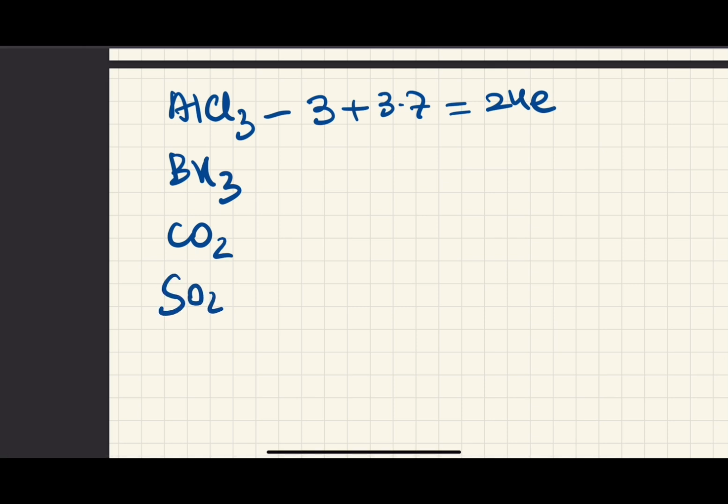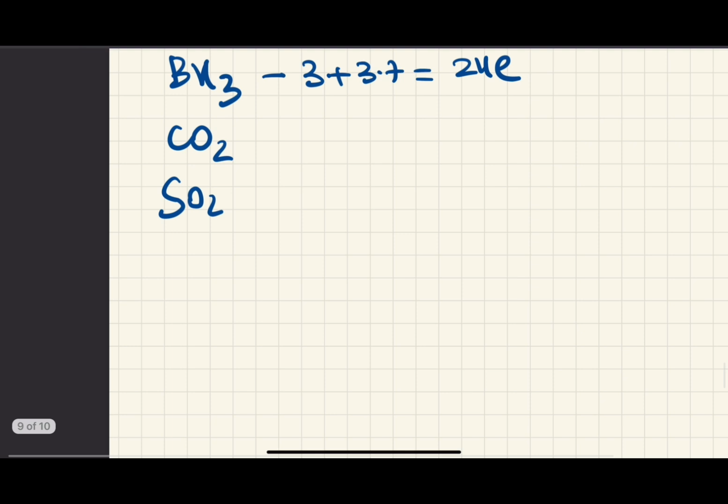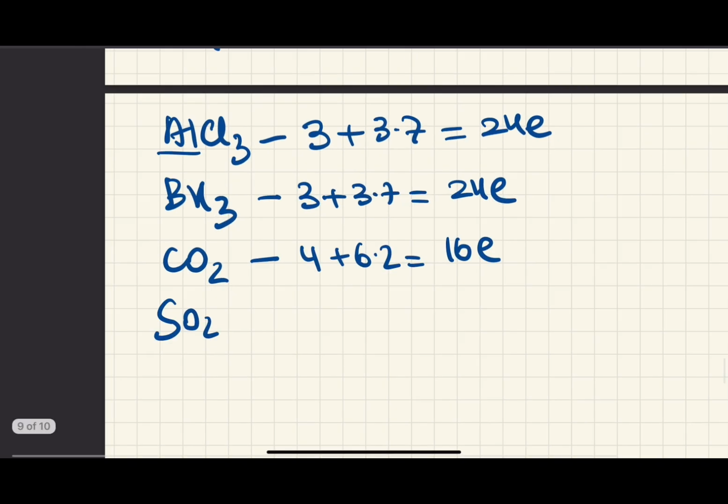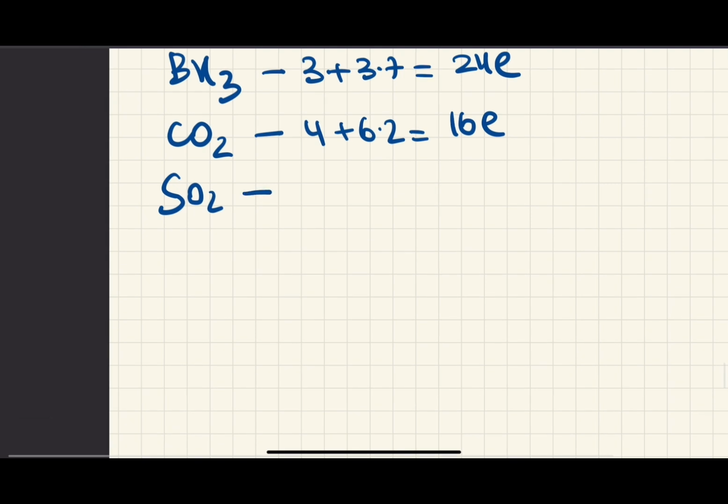Now boron, if you look at the group number, it is as aluminum, it's 3A group, so 3 plus 3 times 7 for hydrogen, so this would be 24 electrons again. So they are both trigonal planar. And then CO2, we have 4 for carbon, 6 for oxygen, 6 times 2, and this would be 12, 16 electrons. Now 16 electrons, it's linear.